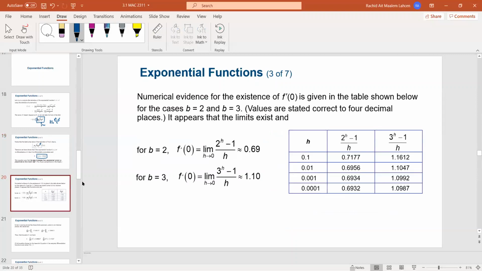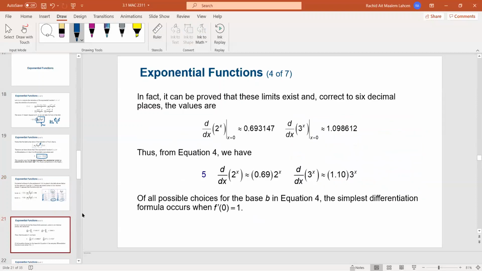Then they do some investigation with computations. Let's say b equals 2. You see the values that we did in the past. Similarly, you get this thing to be 0.6932. And if it's 3, what do you get? You get this one for the lowest one.